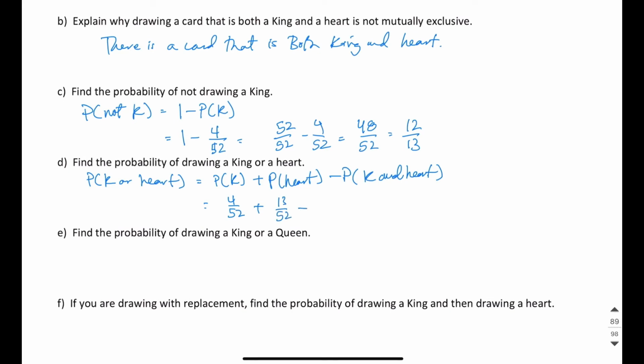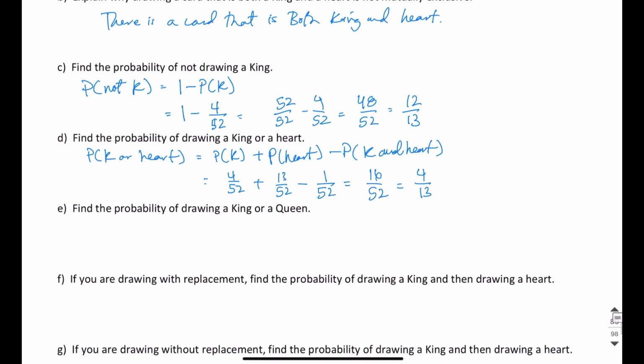And we want to subtract the probability that we draw a king and a heart, and there's one of those. Again, we subtract that 1 out of 52 because that has been counted both in the king list and in the probability of the heart. So we want to subtract that so that we don't count it twice. And this leads us to 16 out of 52, or 4 over 13. So the probability of drawing a king or heart is 4 out of 13.